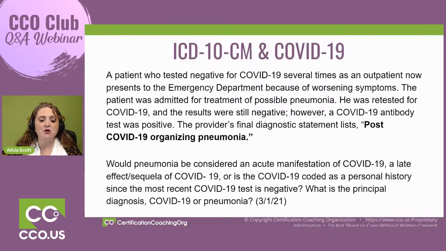So if they have post COVID-19 organizing pneumonia, that's a thing. And I've got some information about that on the next slide. So the pneumonia is considered an acute manifestation of COVID. And so is it a late effect of COVID-19, or is the COVID-19 a personal history because it's negative? So what are we going to do? Are we going to code for the COVID-19 or the pneumonia?